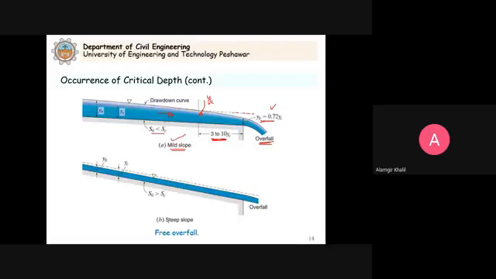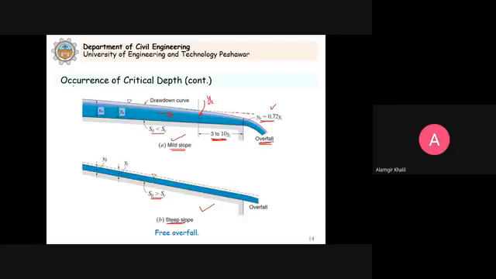Now, if the flow is supercritical, we have the steep slope, S naught is greater than SC. So if the flow is supercritical, there is no drawdown. You can see here there is a drawdown, but when we have a steep slope, there is no drawdown. Throughout, the depth is less than the critical depth. You can read the detail in your textbook. So if the flow is supercritical, there is no drawdown as shown here.